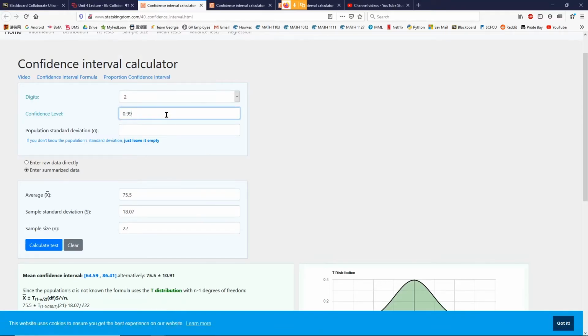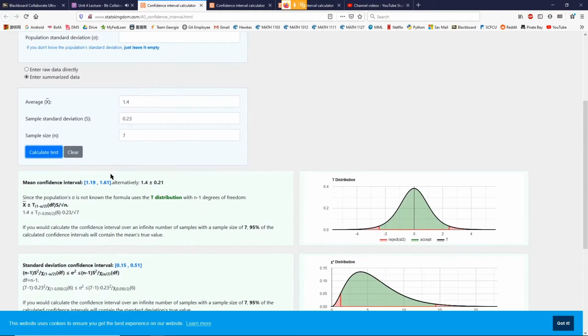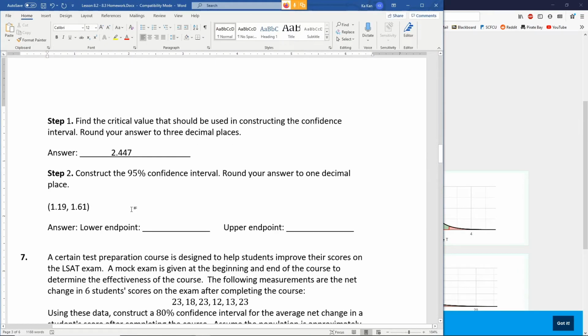that we got everything right. So this is 95%, right? We don't know the population, so sample mean is 1.4, standard deviation is, I'm sorry, 0.23, and the sample size was 7. Calculate, and I got 1.19, 1.61. Very nice. So again, you can use the website a lot faster.